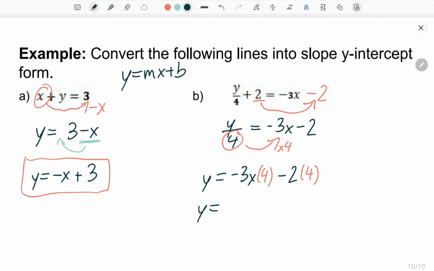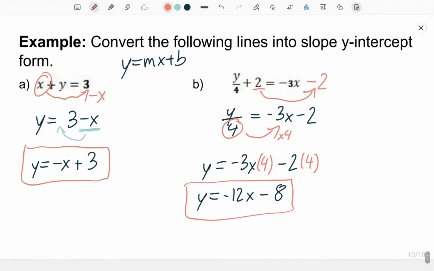And now we can simplify it. Negative 3x times 4, we just have to multiply the numbers together. So negative 12x. 2 times 4, well, that'll just be 8, so we're just subtracting 8. And so there we have it, our equation now in slope y-intercept form. So the x and the number are on the other side of the equation from the y.